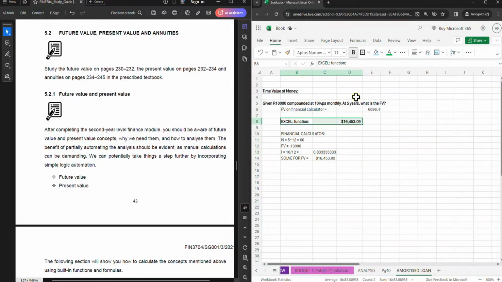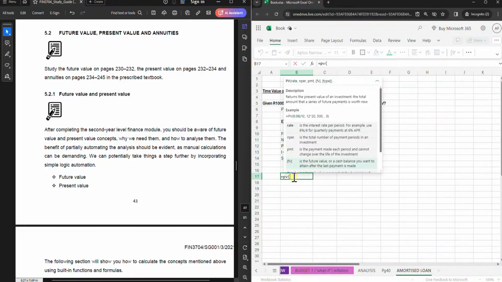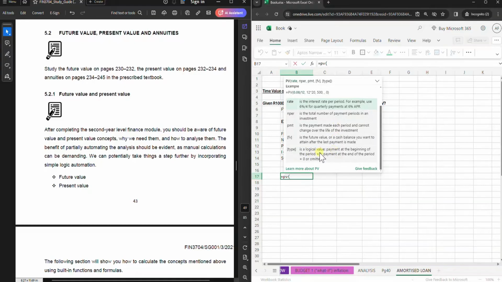Okay, all right, and you can work out the PV as well. Same formula, all right? If you had to work out the present value, you would just follow equals PV, open brackets, and then you would insert rate, number of periods, if there's a payment, so an annuity, and then the future value is what you insert. You can also identify whether this is at the beginning or end. It won't make a difference though for the PV.